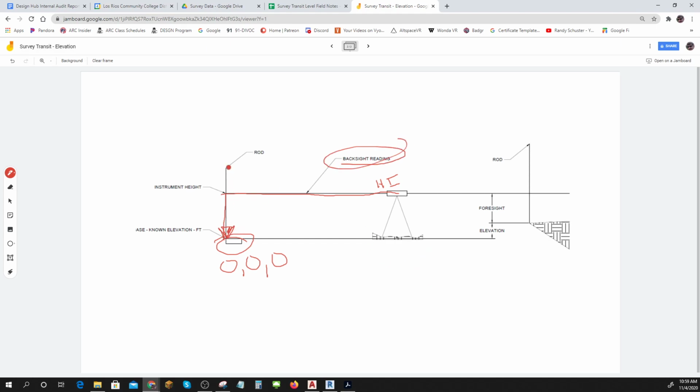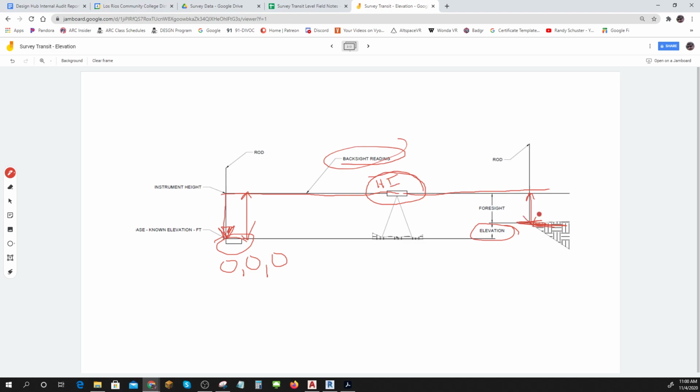I got a big, tall, long rod, and I look backwards and I stick that rod right on my 00 point and I read it. And whatever my rod reads from here to here is my backsight reading, and that is how high my instrument is. Then if I know how high my instrument is and I stick another rod on the ground, then my height of my instrument minus that rod reading is the elevation at that point.